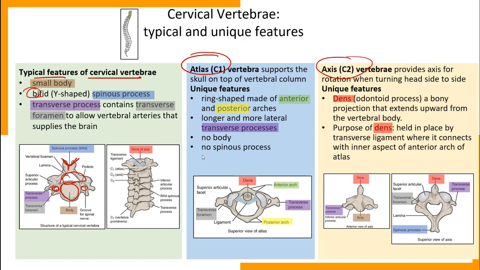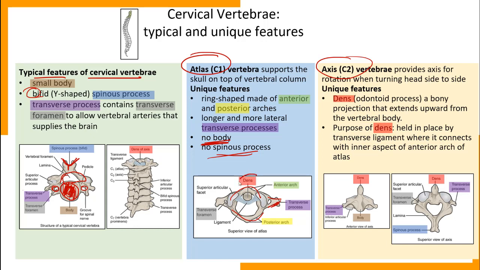The C1, or the atlas vertebrae, is unique because it has no body. So you can see here, there's the body of a typical cervical vertebrae. Atlas has no body, and the transverse process over here is longer and more lateral, so more to the side. It's got no spinous process at the back of it. And what happens is that you've got these anterior and posterior arches over here.